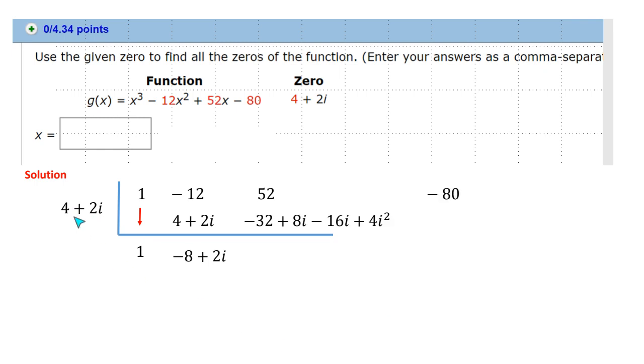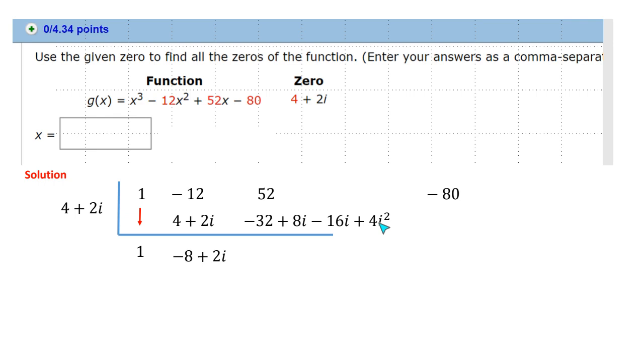And we end up with 4 times negative 8 is negative 32. 4 times 2i is 8i. 2i times negative 8, negative 16i. And 2i times 2i is 4i squared. So it looks like we're just making it look crazier, but it's going to clean up in a little bit. Let me go back.